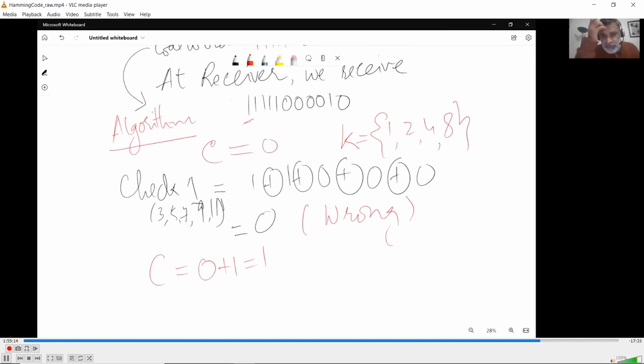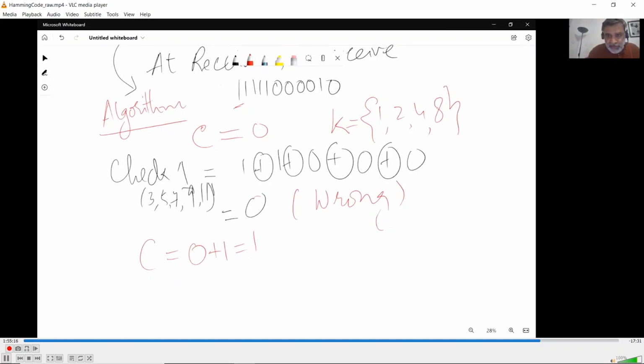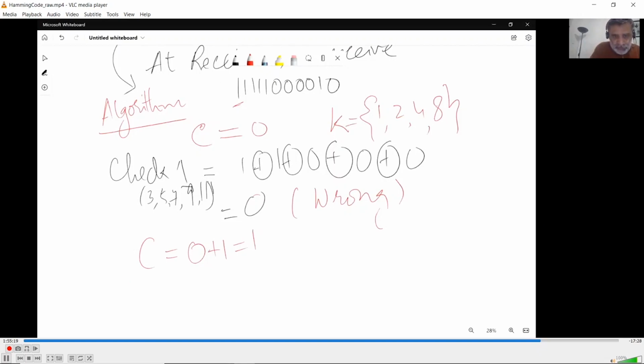Now we would check the parity bit 2, check 2. Again, in the same manner, you would check 2. Let me take black color. Now we would see check 2, and for that, the second bit was 1, so it corresponds to 3, 6, 7, not 9, sorry, it is 7, 10, and 11.